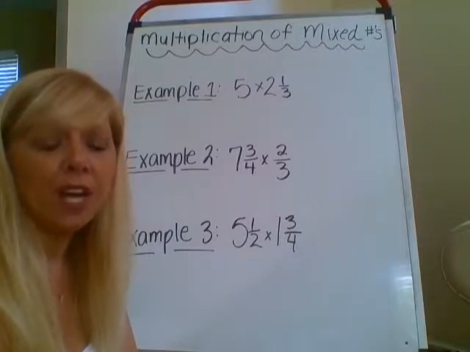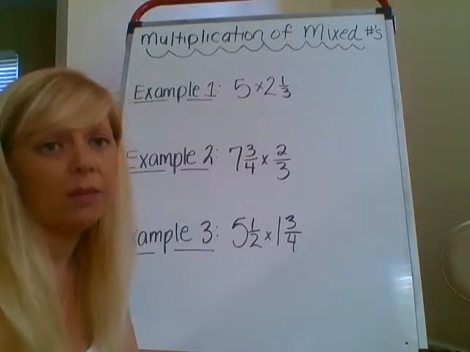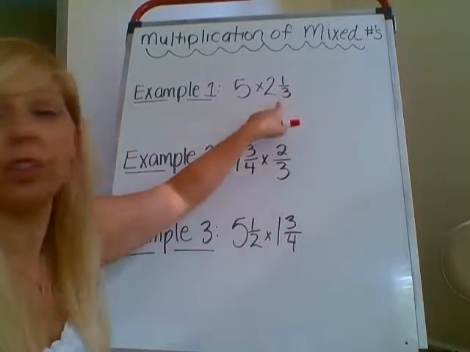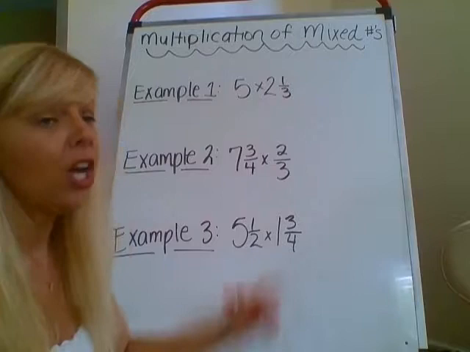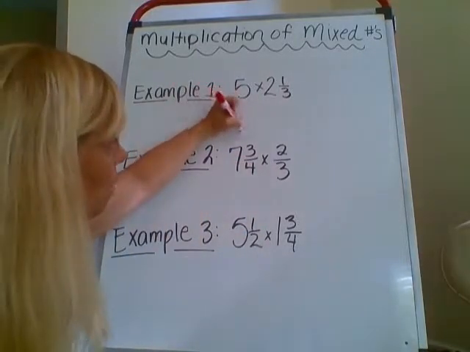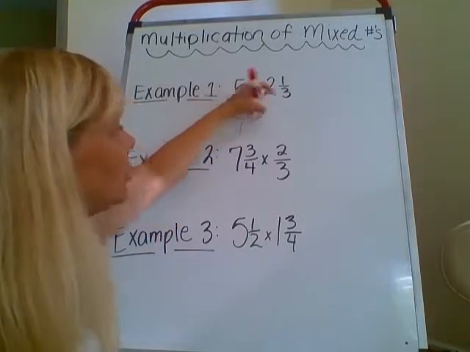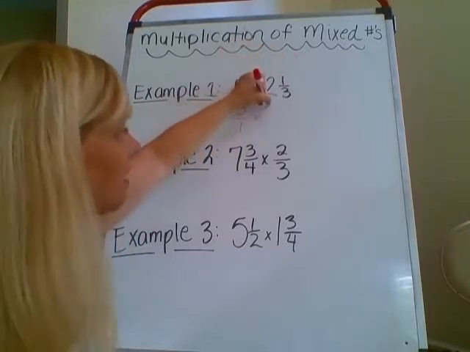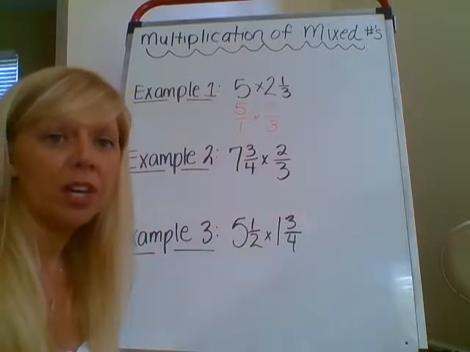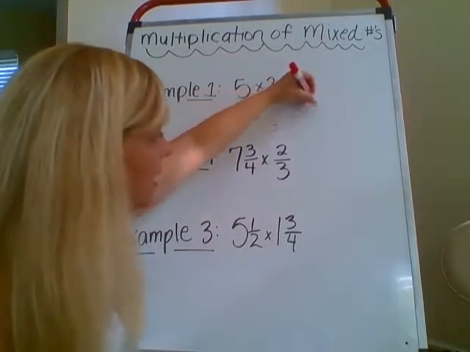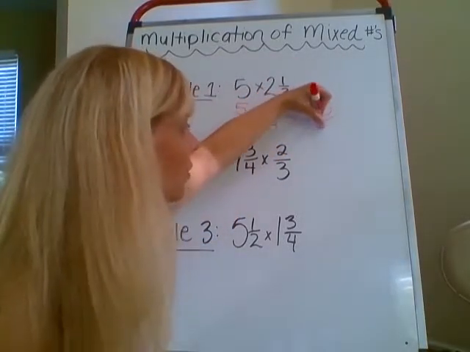So for example one, I have 5 times 2 and 1/3. So the first thing you need to do is change that 2 and 1/3 into an improper fraction. And remember, we do that by taking the 3 times the 2 and then add the 1 to it to get our numerator. So again, I have 5 over 1 because this is 5 wholes. And when I do the 3 times 2 and add the 1, I get 7. And my denominator stays the same. And then I multiply straight across. So 5 times 7 is 35. And 1 times 3 is 3.